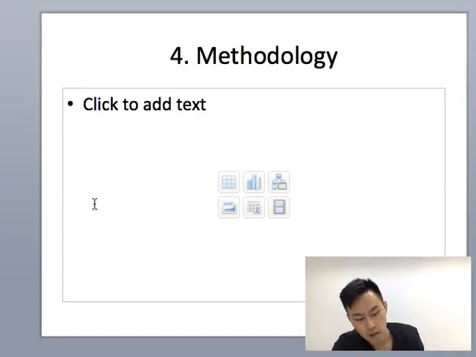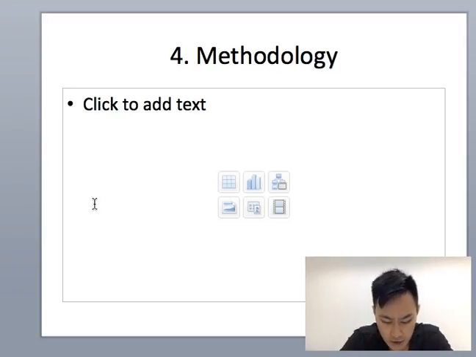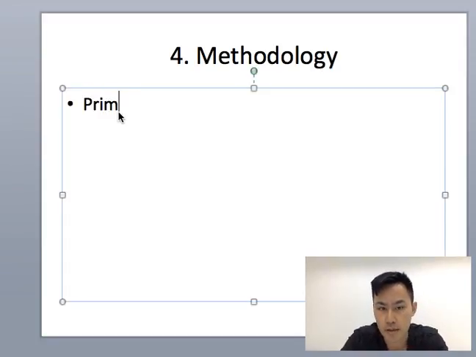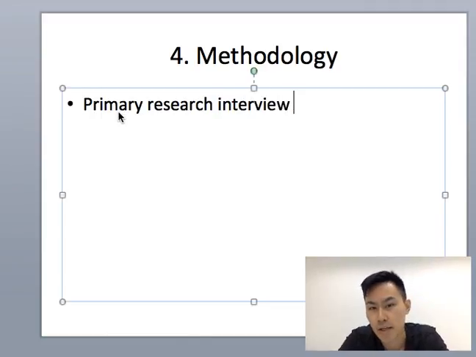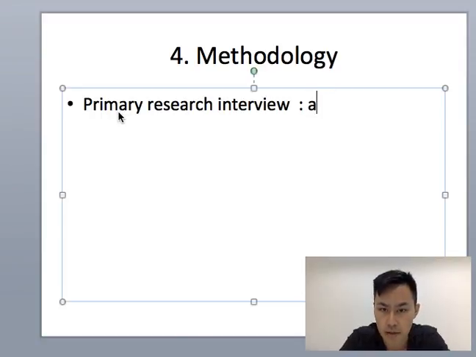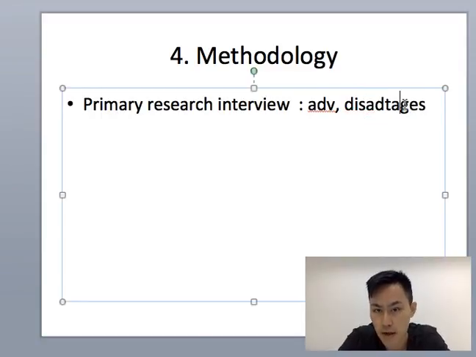And then for methodology, basically you have to mention how you're going to research. So in our case, it will be the primary research, right? So that includes the interview. And obviously, in this case, you have to go into detail about the advantages and disadvantages, right?